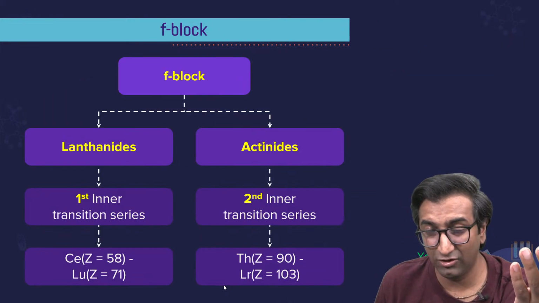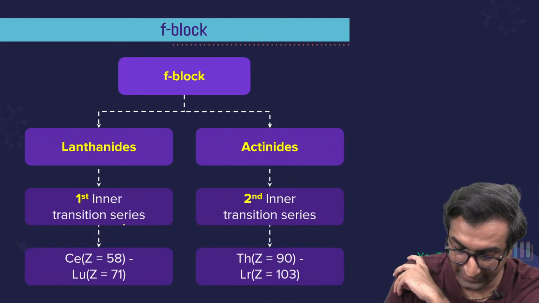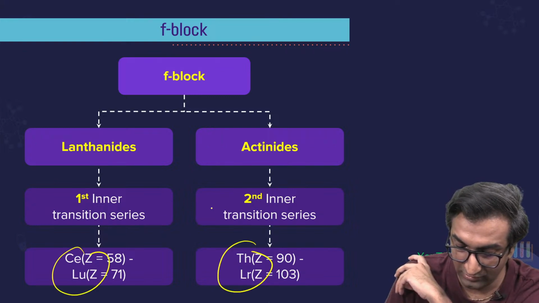So yeah, group three. They're all group three, and they're all metals. Okay. So F block, lanthanides and actinides. First in a transition, second in a transition from cerium to lutetium, thorium to lawrencium.